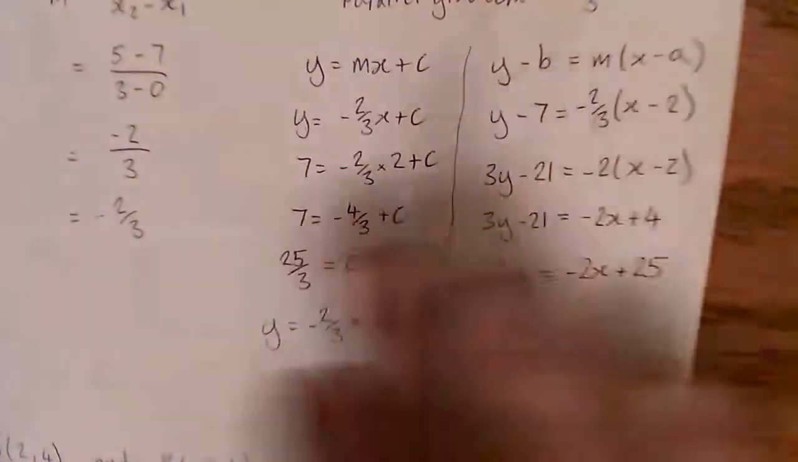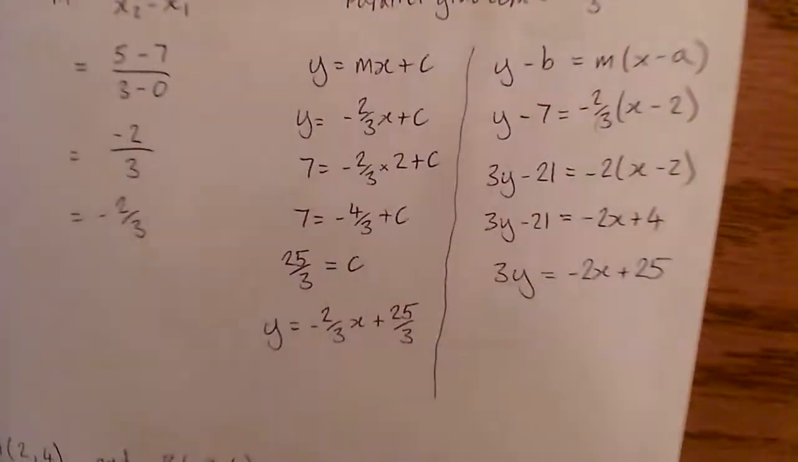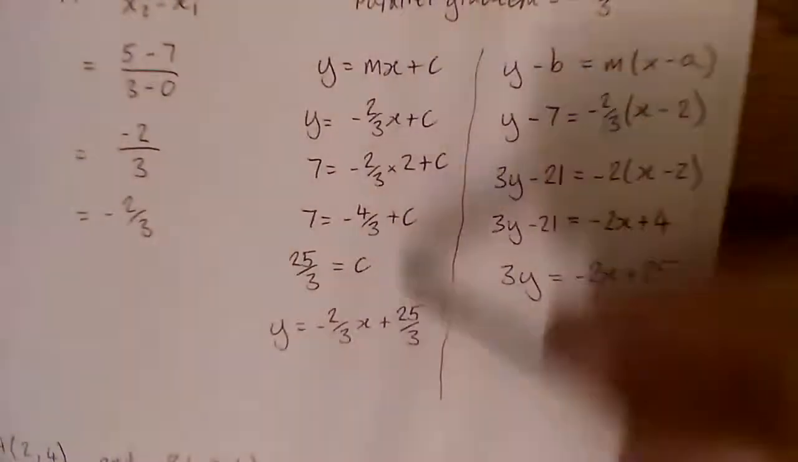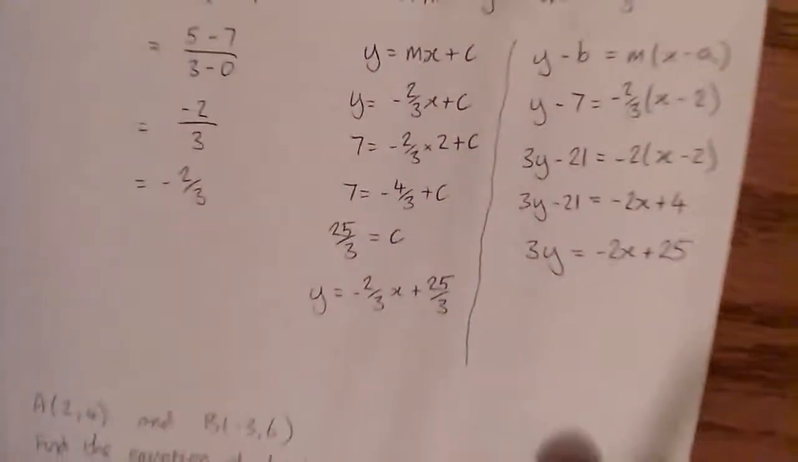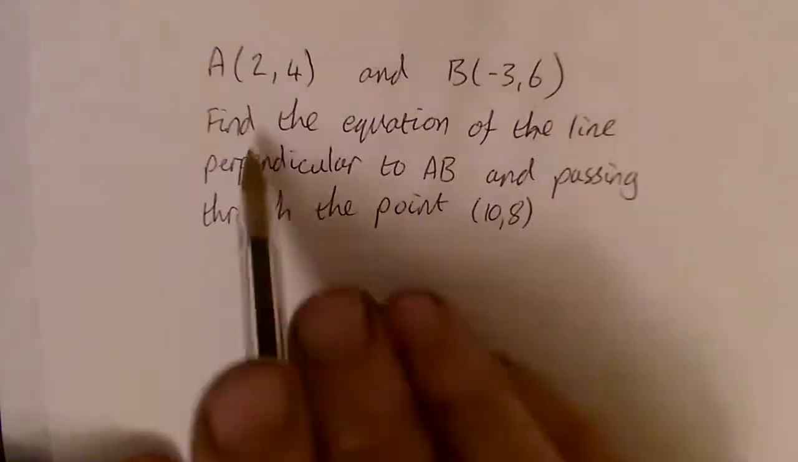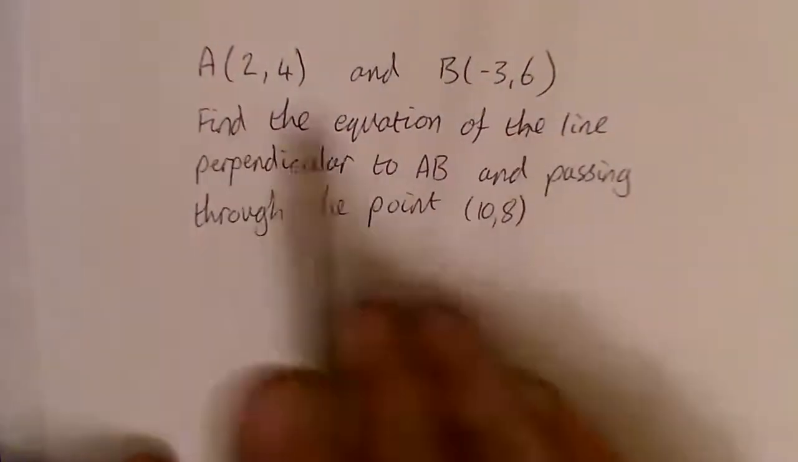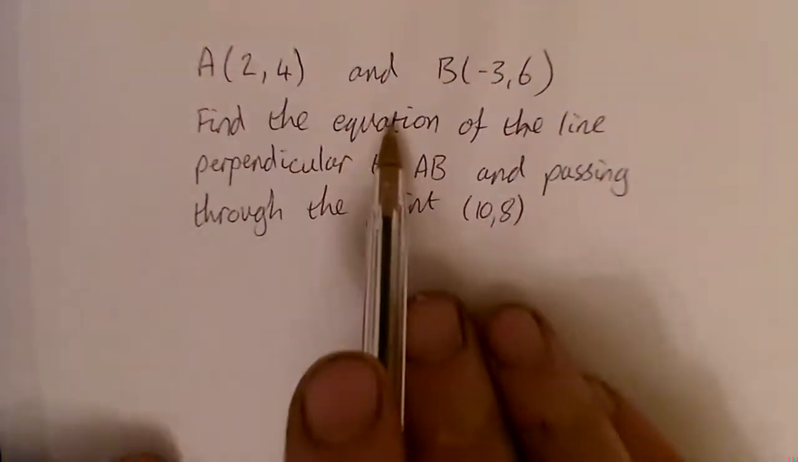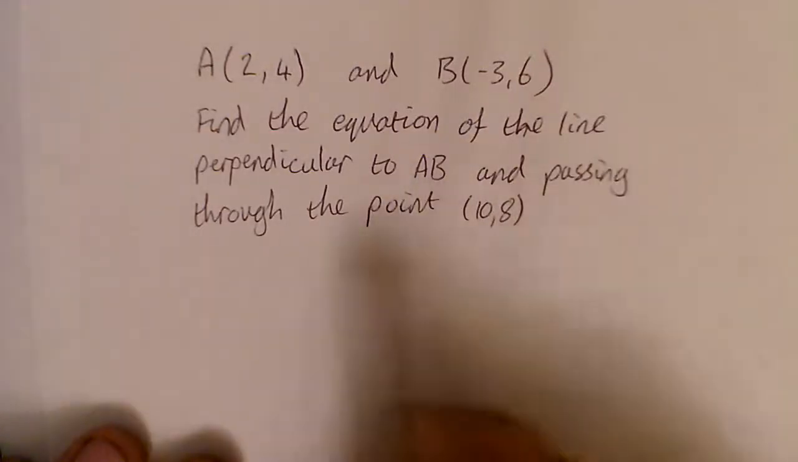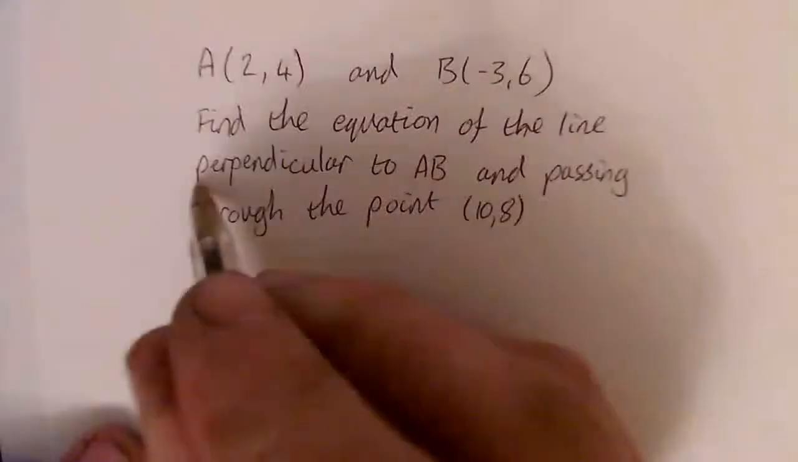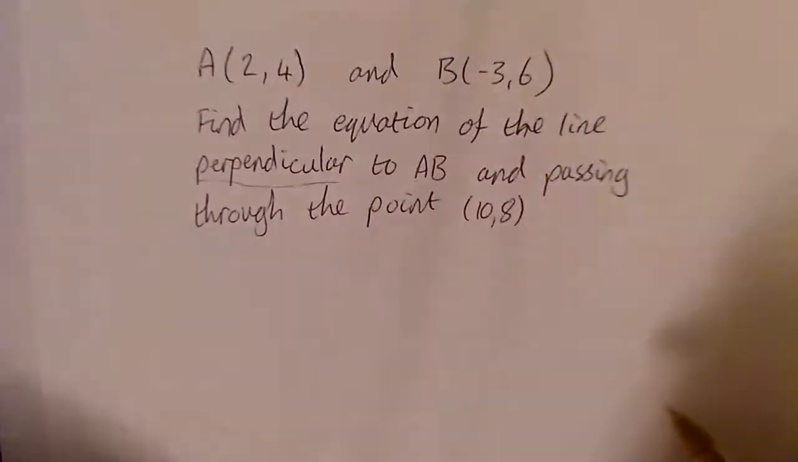Just want you to always have in mind those two methods so that you can choose the one that you're most comfortable using. We're going to look at a second question now. And the second question is almost identical. We've got 2 points listed in a line with a line equation relating to AB and passing through a point, but this time we're interested in a line equation which is perpendicular.